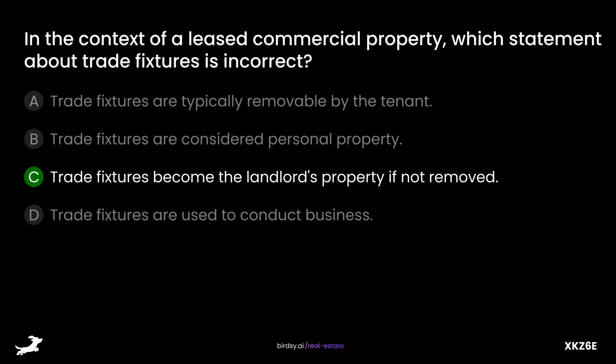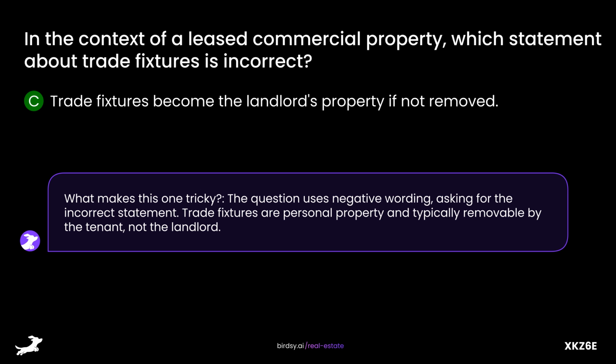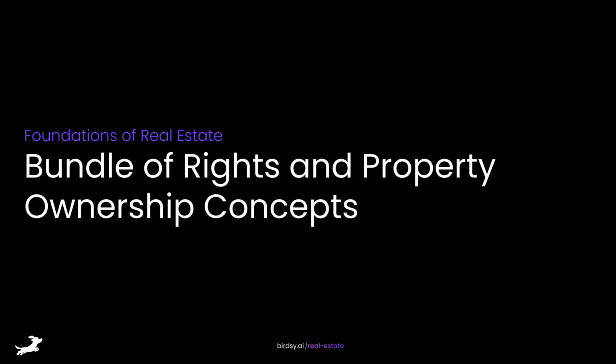The answer is C, trade fixtures become the landlord's property if not removed. What makes this one tricky? The question uses negative wording, asking for the incorrect statement. Trade fixtures are personal property and typically removable by the tenant, not the landlord. Bundle of rights and property ownership concepts.